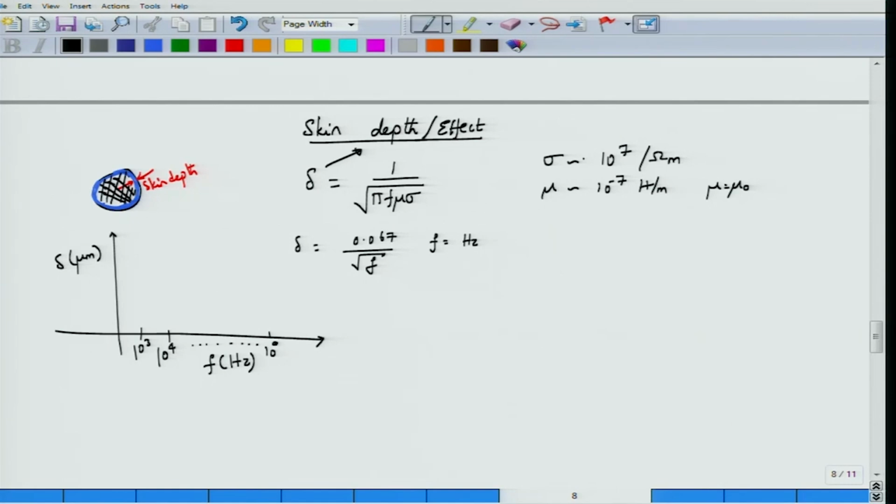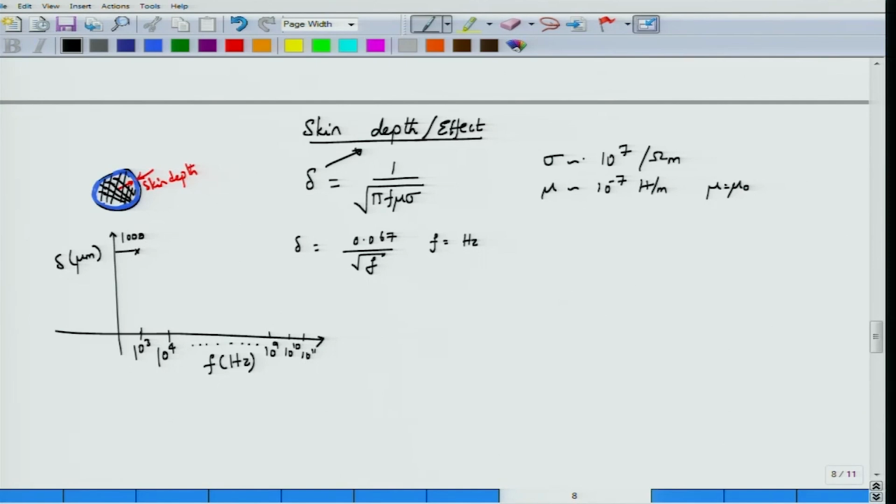Okay, I have about 10 to the power 9, 10 to the power 10, 10 to the power 11, and what you will see is that at frequencies which are close to kilohertz or less, the skin depth is around 1000 microns. Okay, 1000 micrometer is nothing but 1 millimeter, right. So this is about 1 millimeter thick even at frequencies as low as 1 kilohertz.